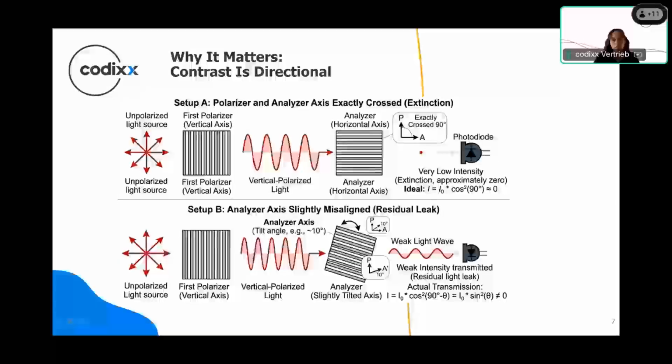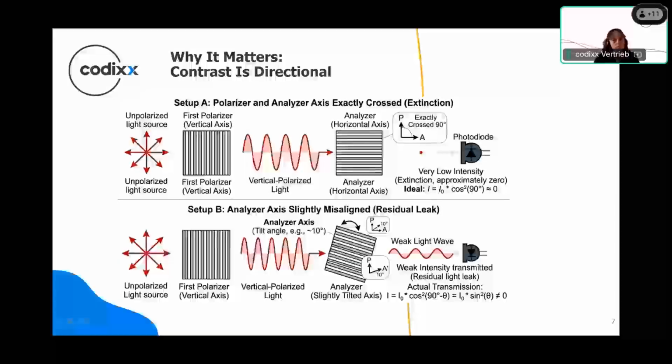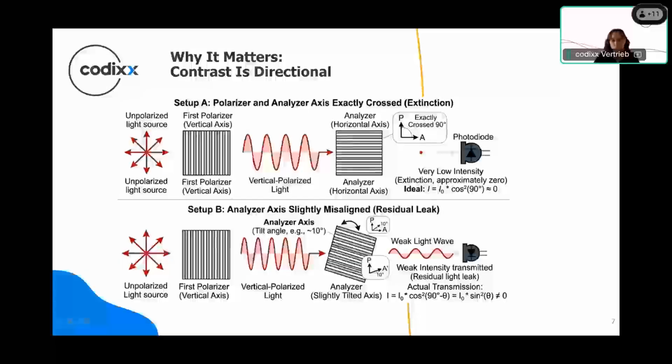A 1 degree error sounds negligible, but due to the quadratic relationship, we end up introducing a constant background noise that severely limits your sensor's dynamic range. So the polarizer itself may still have excellent contrast, but the setup doesn't fully use it. This is especially important in systems where low residual transmission matters: extinction measurements, optical isolation concepts, polarimetric measurements, or any applications where small intensity differences are interpreted as meaningful signals.